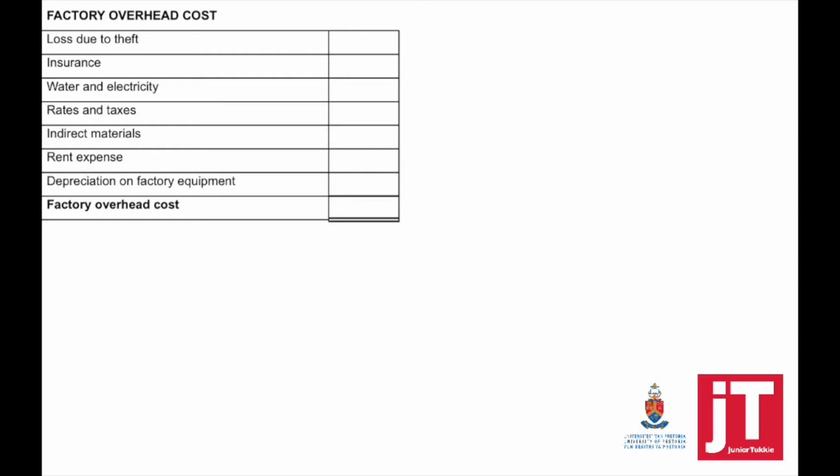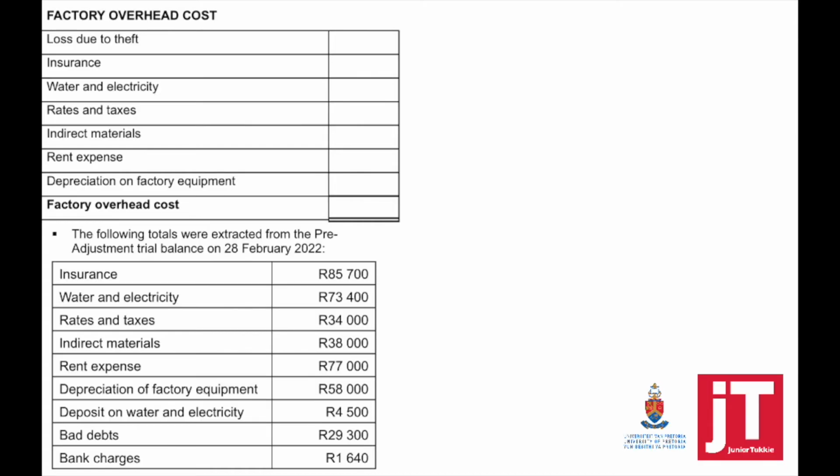Factory overhead cost. We're now going to look at all the transactions related to the factory overhead cost. The following totals were extracted from the pre-adjustment trial balance on 28 February 2022. So we're going to start by showing those amounts in brackets for each one of them. Take note, bad debts, bank charges, deposit on water and electricity do not form part of your factory overhead cost. In fact, deposit on water and electricity is regarded as a current asset.